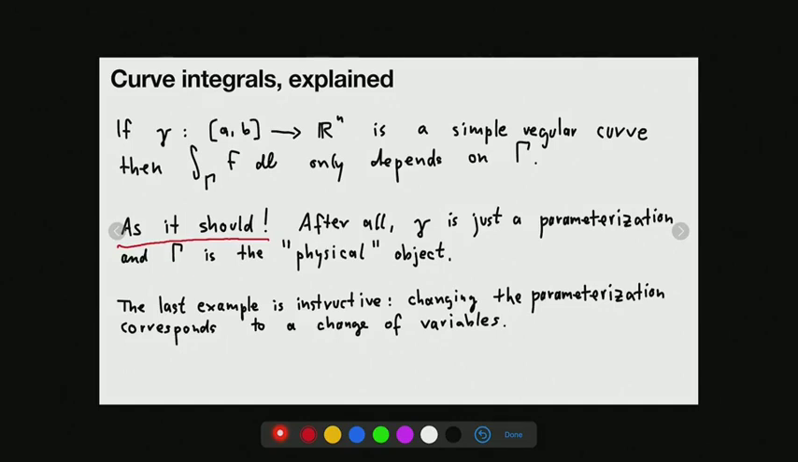Because the parameterization is in some sense arbitrary. Like the physical object, the physics, so to speak, is all incorporated, all included in big gamma, in the curve itself. Gamma is just a parameterization, and it's just a mathematical tool in order to formalize the integrals. There's typically no intrinsic physics in there.